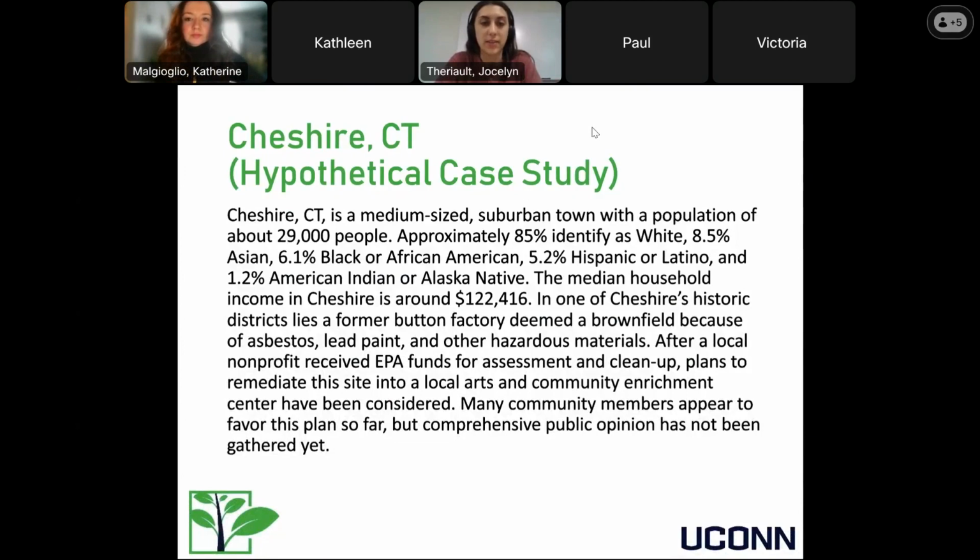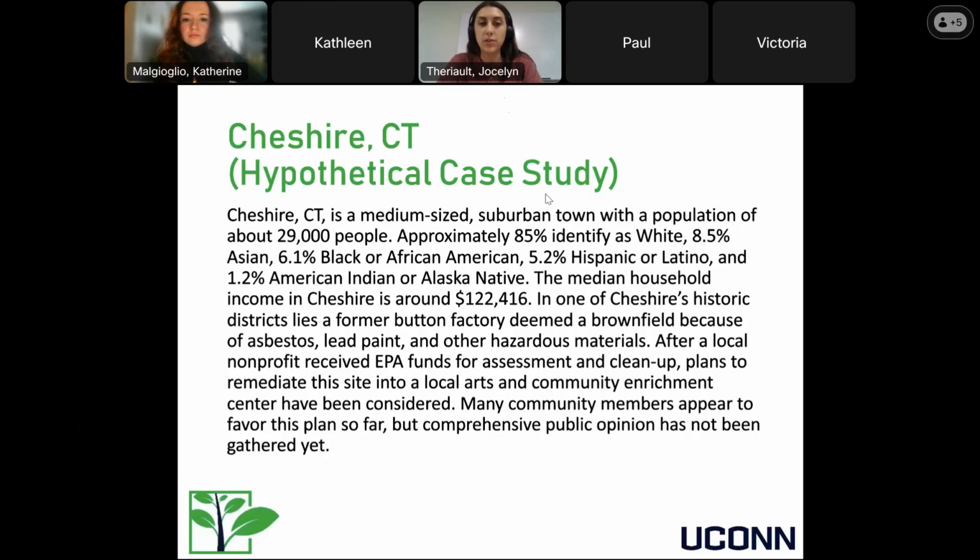Cheshire, Connecticut is a medium-sized suburban town with a population of about 29,000 people. Approximately 85% identify as white, 8.5% as Asian, 6.1% as Black or African American, 5.2% as Hispanic or Latino, and 1.2% as American Indian or Alaska Native. The median household income in Cheshire is around $122,000 a year.